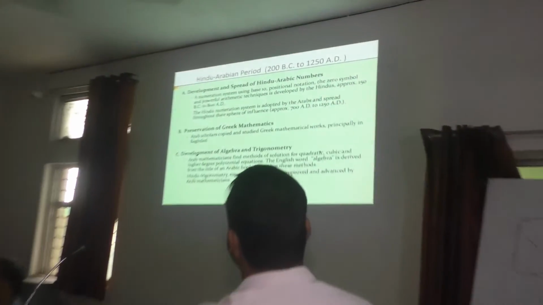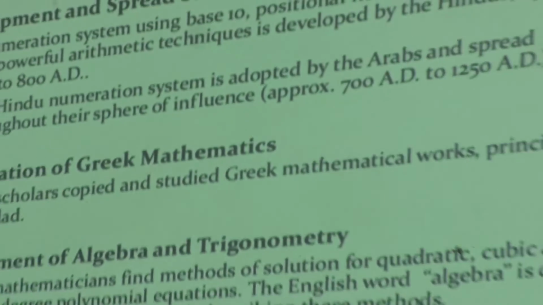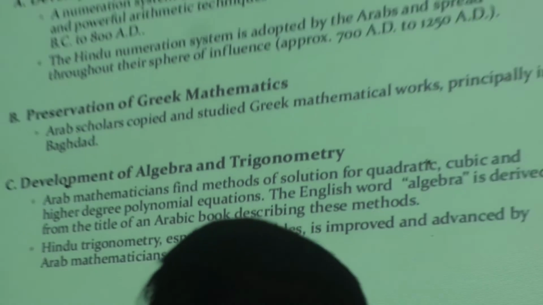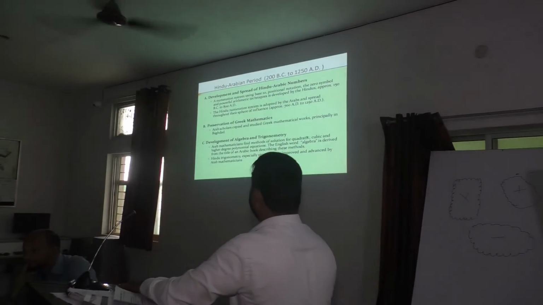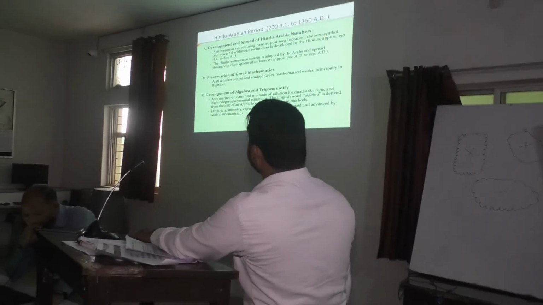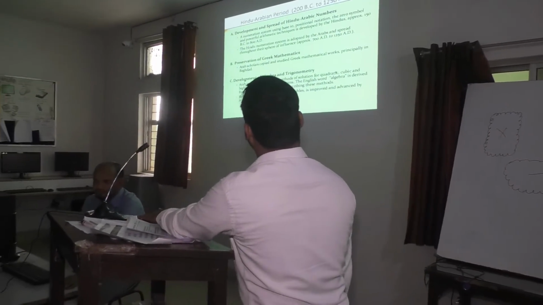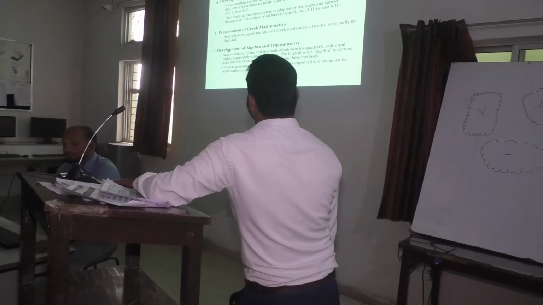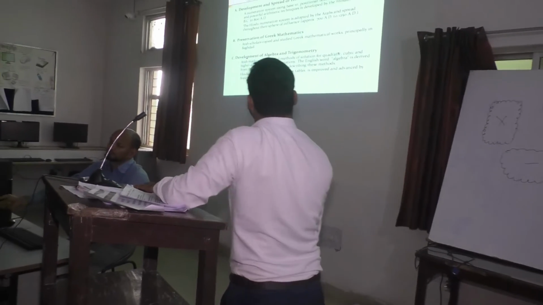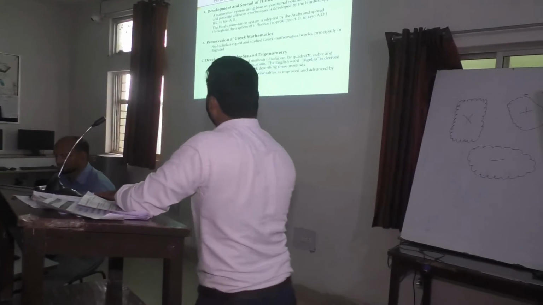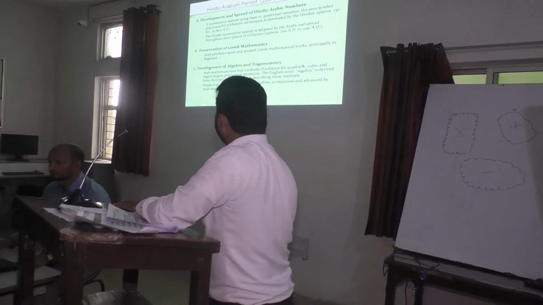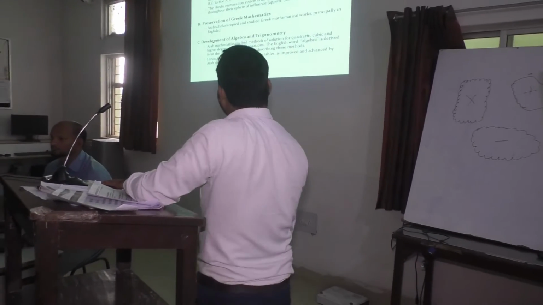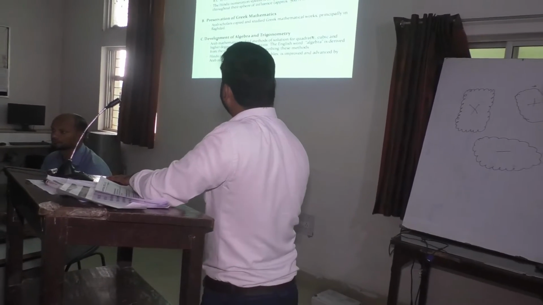Now, the Indo-Arabian period, around 200 BC to 1250 AD: development and spread of Indo-Arabic numbers. A numeration system using base 10, positional notation, the zero symbol, and powerful arithmetic techniques is developed by the Hindus, approximately 150 BC to 800 AD. The Hindu numeration system is adopted by the Arabs and spread throughout their sphere of influence.